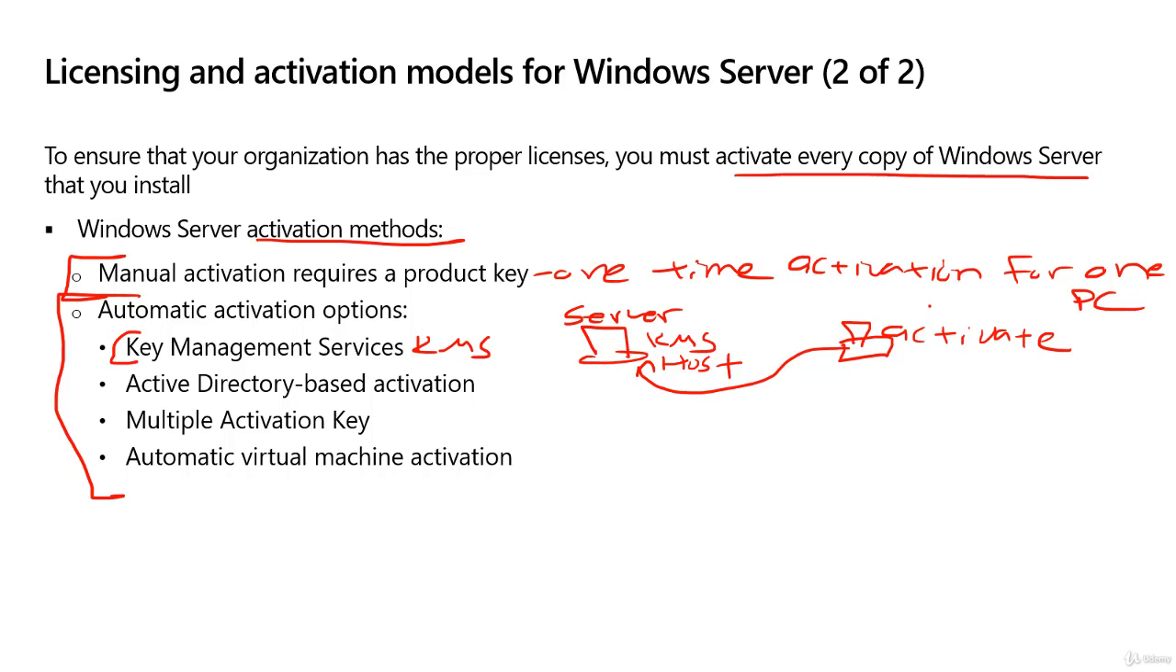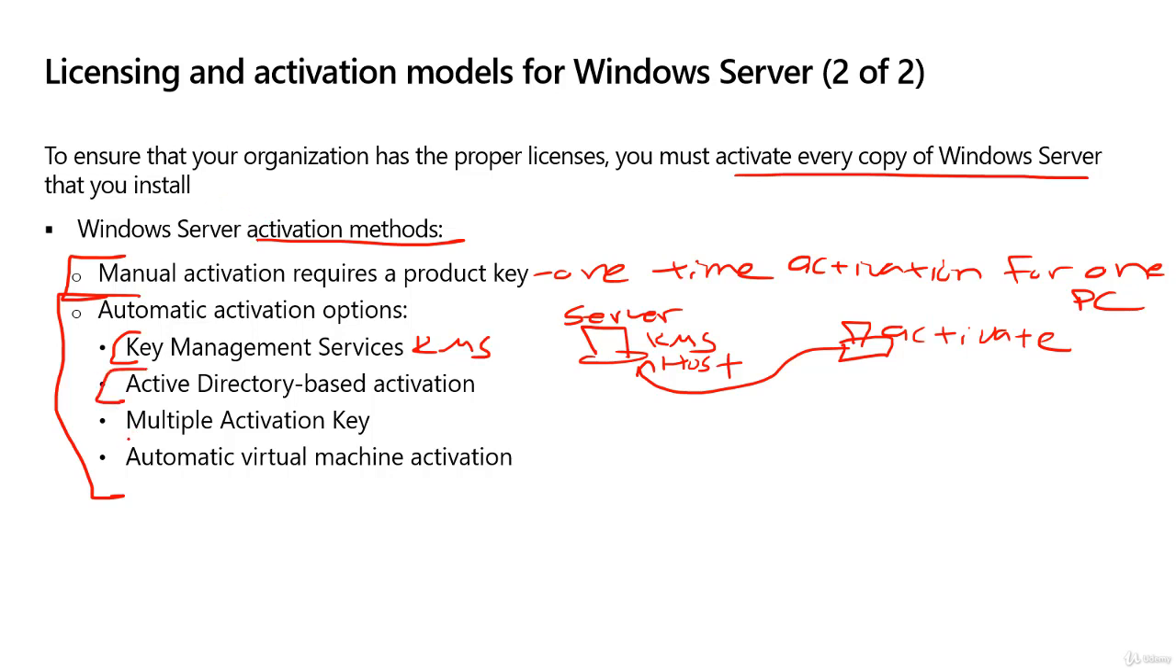Some facts about KMS. It's valid for 180 days. So every 180 days. Within that time frame, you must connect to the KMS and you reactivate. Now, that's an automatic process. So it's not as if you would actually do something to connect. When you're on the network, it'll just automatically connect and it'll reactivate and just keep extending that activation.